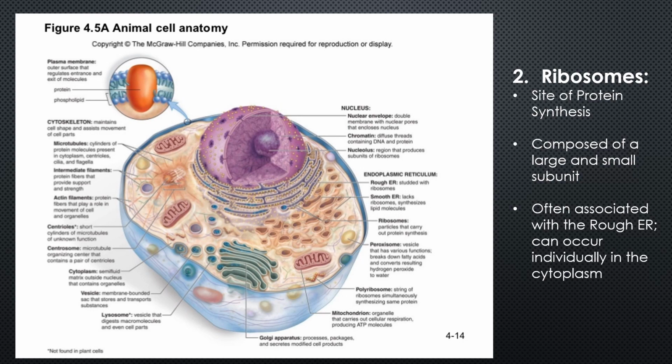Those are right here, and remember we talked about this endoplasmic reticulum. The membrane is contiguous with the nuclear envelope. Most of the ribosomes are going to be associated with the rough ER. They can occur individually within the cytoplasm. Oftentimes they associate together, maybe a string of ribosomes, and we call that a polyribosome. So they can be found there as well.